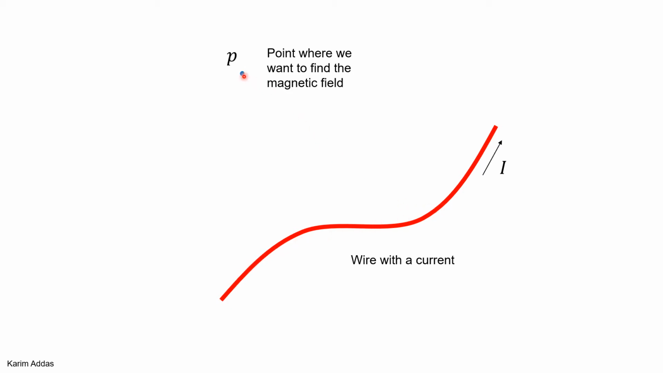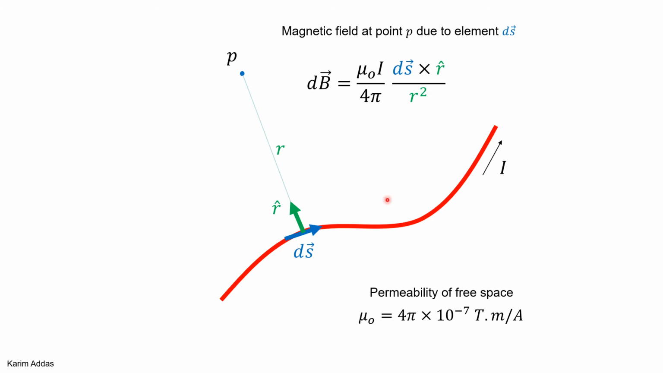And you want to now get the magnetic field at a point like point P. How would you do that for this wire? Well, we know how to get the magnetic field due to an element of the wire. So if you take this element that has length ds, and the r hat unit vector, remember, it points from the element to the point where you want to find the magnetic field, and r is the distance between the element and the point where you want to find the magnetic field. So this dB would give you the magnetic field at this point only due to this element.